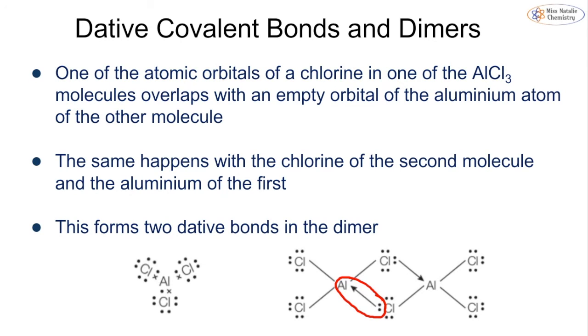And then the same thing happens with the other chlorine and aluminium, bonding these 2 units together to form this dimer. So we have the AlCl3 bonding with another AlCl3, making 2 different dative bonds, holding the molecule together, and we form a dimer of Al2Cl6. This can come up in an exam, and you could be asked to draw this. Just always make sure that you draw the arrows going the correct way, going from the lone pair of the chlorine to the empty orbital of the aluminium.